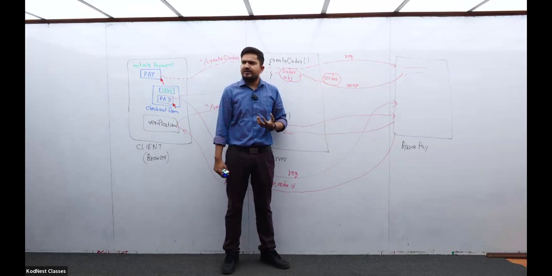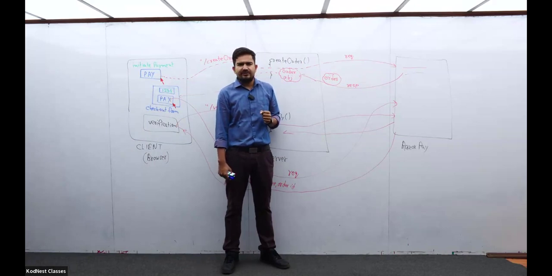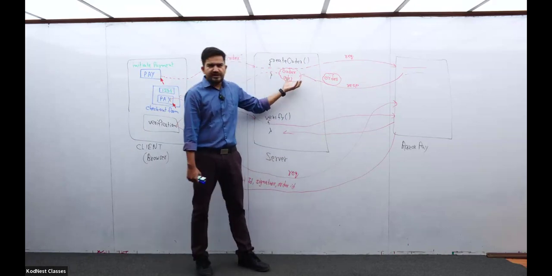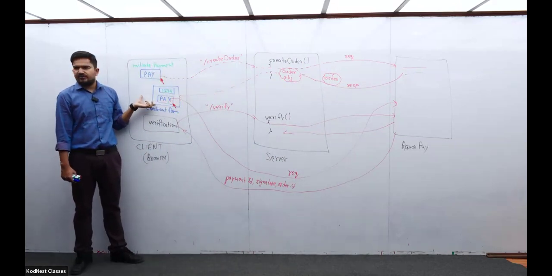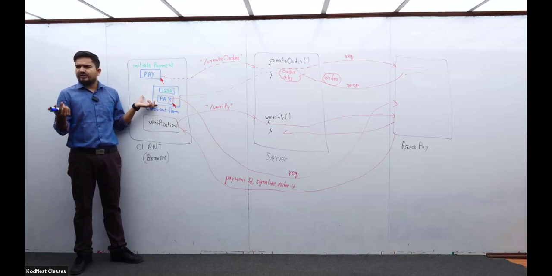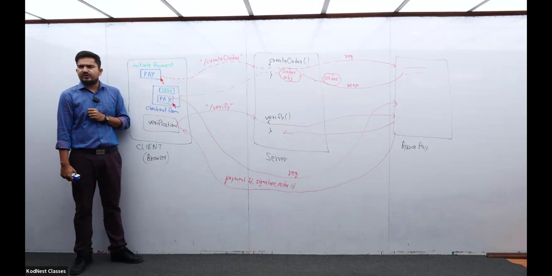How much money this order is for, maybe what is the order ID, all that information we are going to get. Now, using that order ID, we are displaying a checkout form, a payment form, for the user, where the QR code and the different choices of paying by debit card, credit card, everything is available. The user is going to fill in the required information and click on pay.